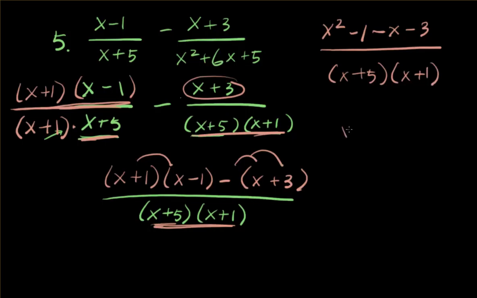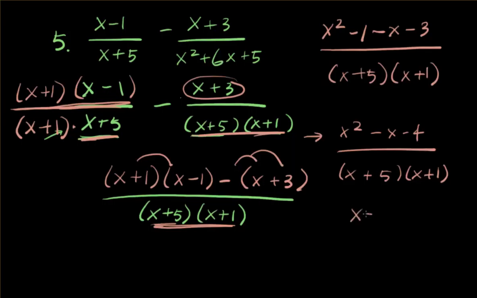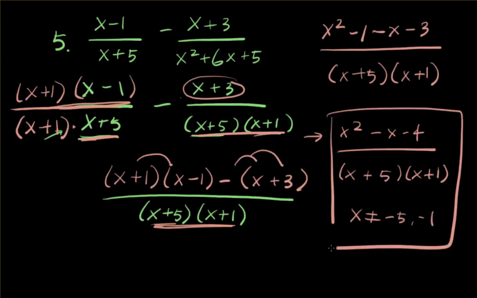So let's go ahead and look at what I have in the numerator. Negative x minus 4 over x plus 5 and x plus 1. And I know that this numerator is not going to factor. If I try the factors of 4, I already know it won't. So the final answer is the one that I have. Let's go ahead and put the restriction on it. That's the final answer. Good job, guys.